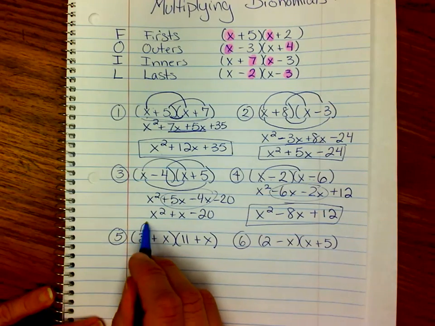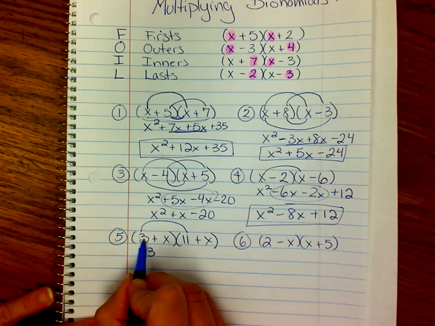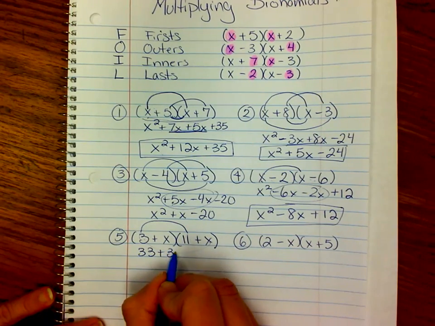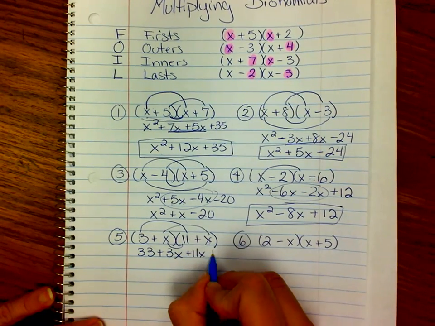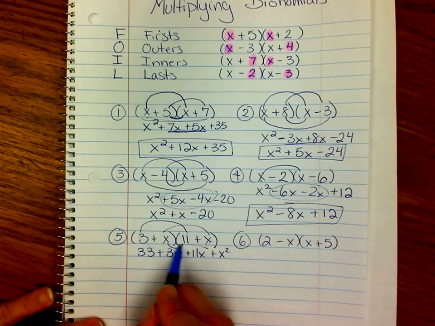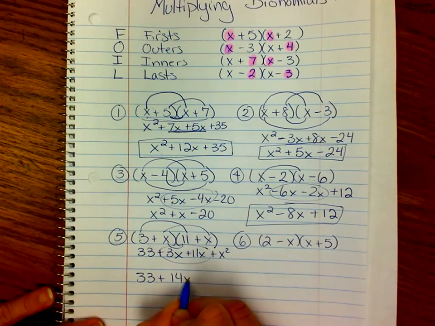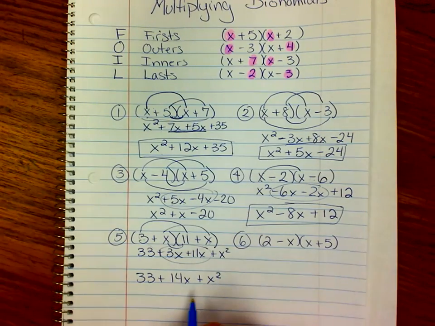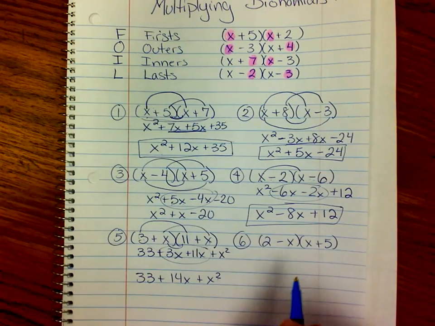So we still do that same process. We have 3 times 11 is 33. 3 times x is 3x. X times 11, 11x, and x times x is x squared. These two are combinable, so we end up with 33 plus 14x plus x squared. And that's an acceptable answer unless you were asked to write it in standard form, which then I think is you always want the highest exponent first. But that's okay unless the directions are specific with that.